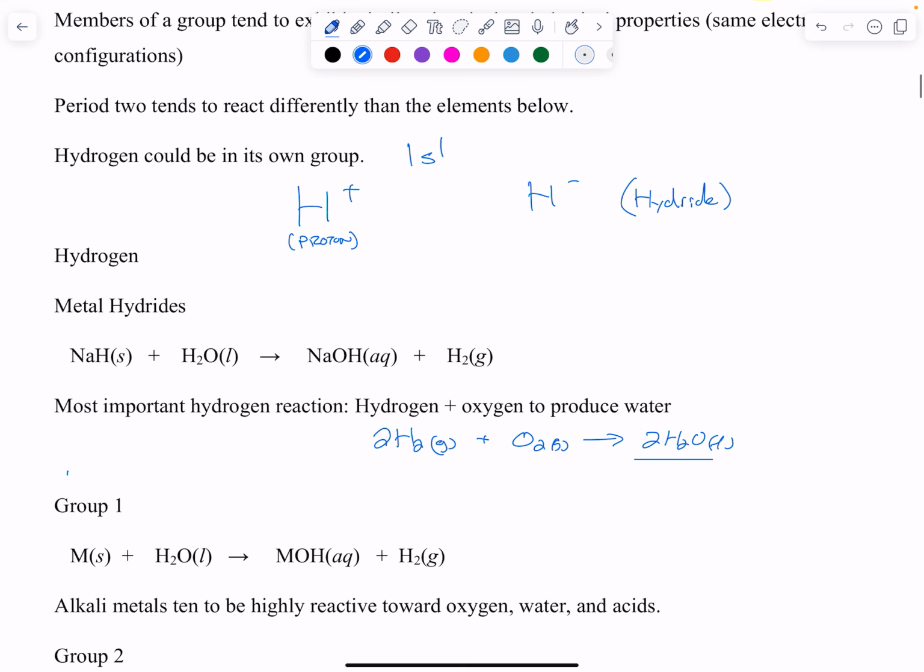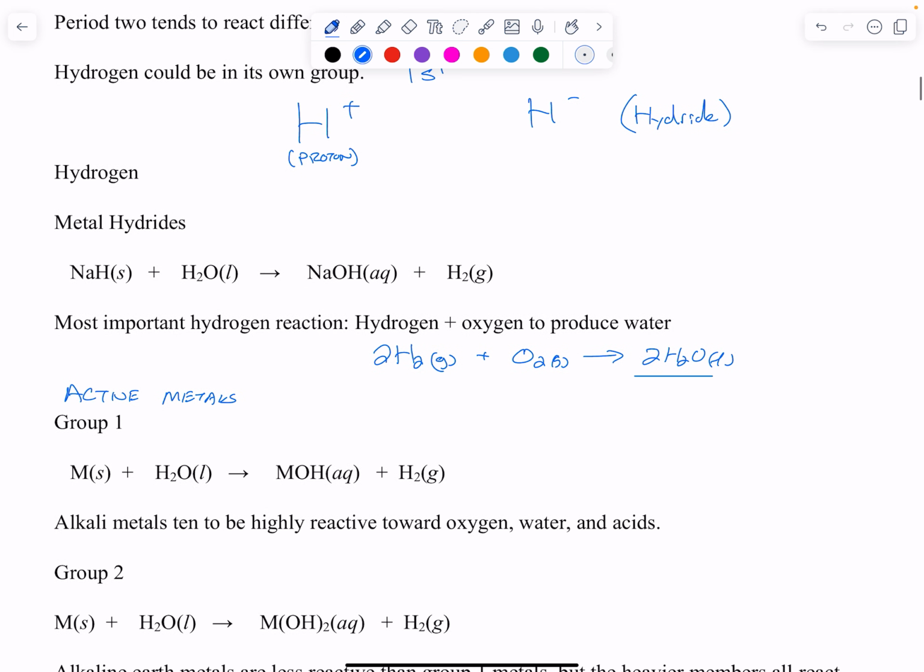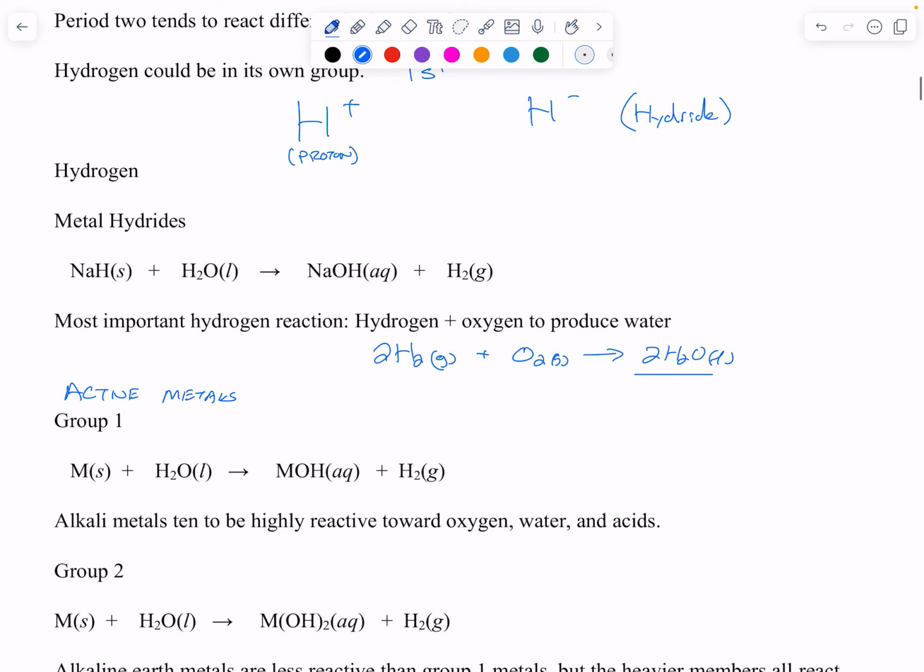All right, group 1 and group 2. These are the active metals. All right? And those active metals, group 1 and group 2, they like to react with water. Active metals means they're going to react. Okay? Now, for example, group 1, lithium, which is a solid, will react with water, and it makes lithium hydroxide and H2 gas. And it produces heat, light.